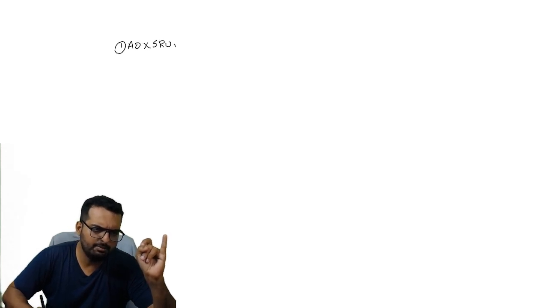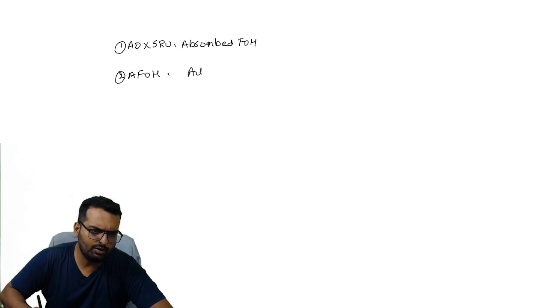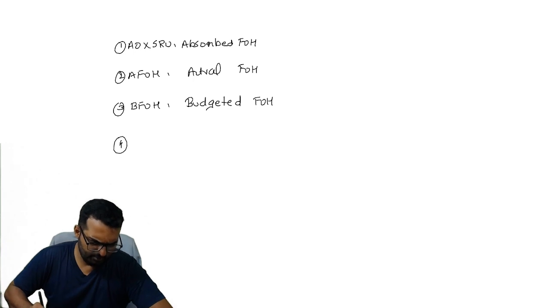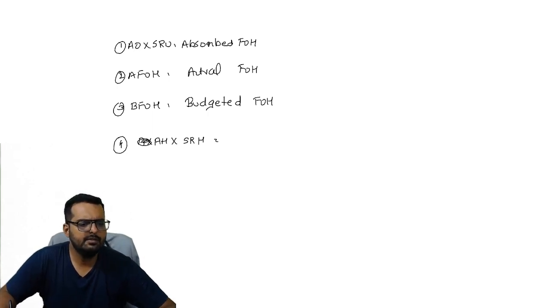Okay, so I taught you about the first one, AO into SRU. So I'll just write down again over here. AO into SRU is nothing but absorbed fixed overhead, correct? Second one was AFOH. This was actual fixed overhead. Third one is BFOH. What is BFOH? Budgeted fixed overhead. Now you tell me what is AH into SRH? What is AH into SRH?